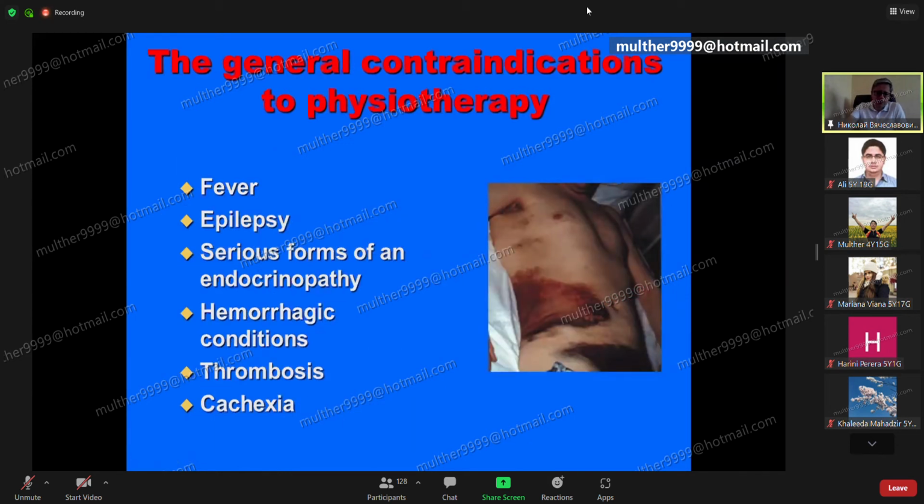Other diseases which we can add to continue this list: epilepsy, serious forms of hyperfunction of endocrine glands, such as pheochromocytoma, convulsive syndrome and disease, and others. Hemorrhagic conditions, which you can see here, are patients with hematoma. Thrombosis, for example, is a complication of COVID-19 infection. And cachexia, as an outcome of oncological disease progression.